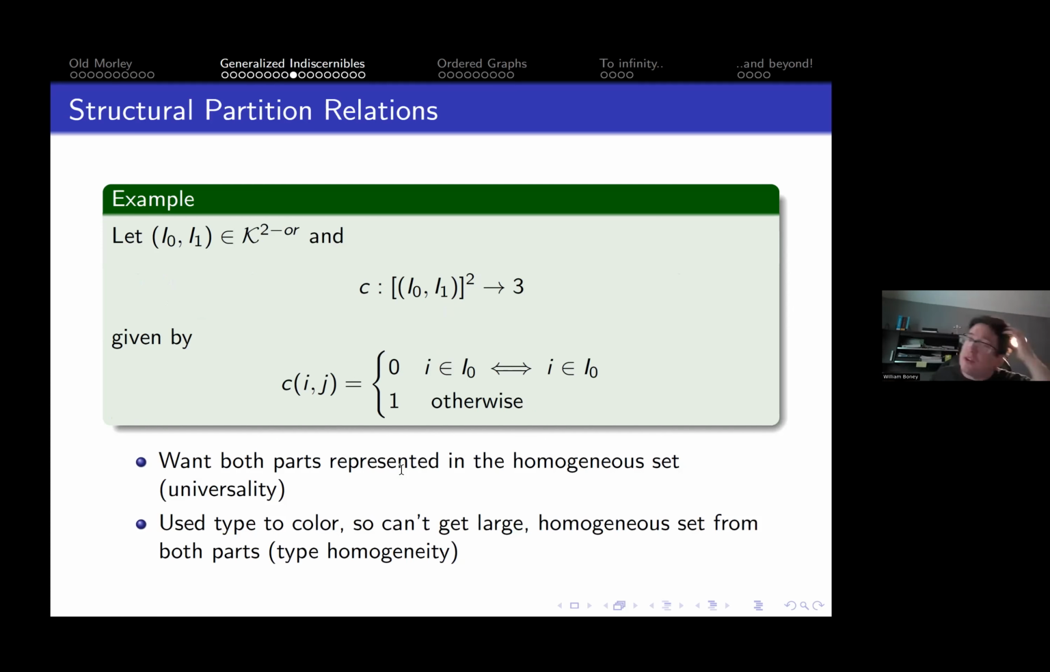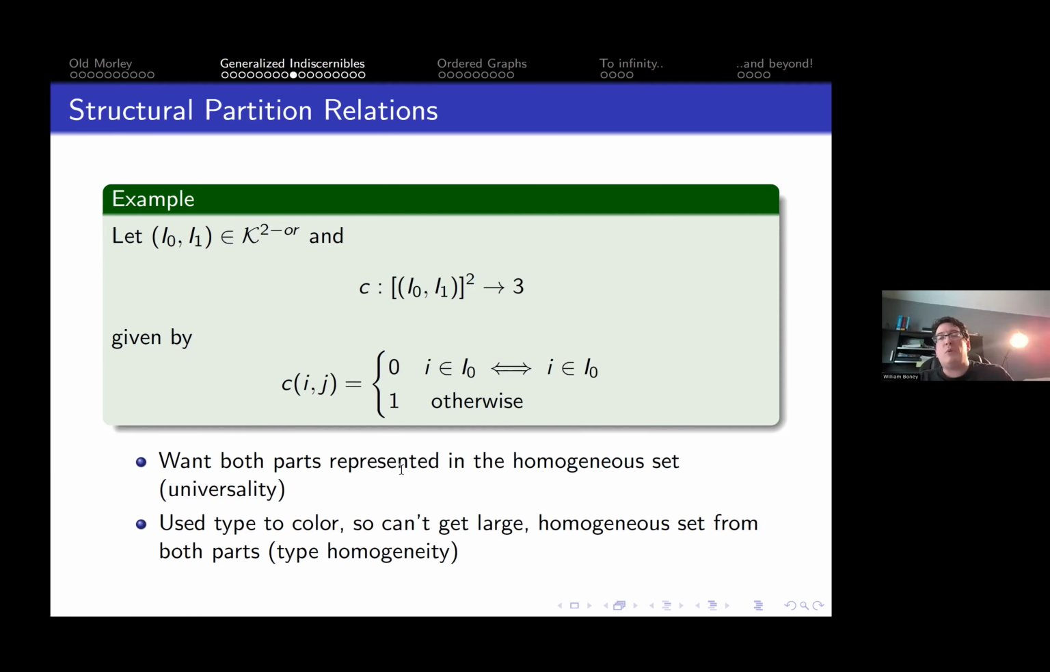So the problem here, though, is that you can never get a completely homogeneous coloring that contains big stuff from both of your parts. Because, right, if you have 3 elements, at least 2 of which are in different partitions, then you've got 2 things in the same part, so you've always got 0 represented, and 2 things in different parts, so you've always got 1 represented.